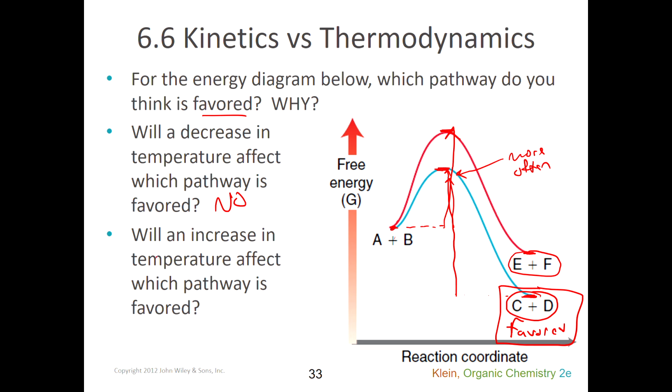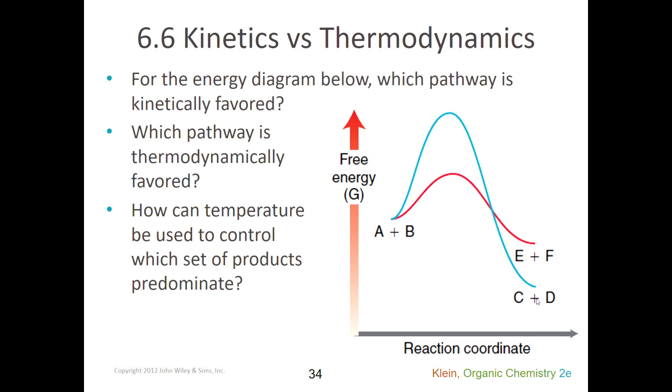Will an increase in temperature affect which pathway is favored? No. Even if I increase the energy, so there's enough energy for the particles to collide and go through this higher pathway and produce the products, since those products are higher in energy than these, eventually when it reaches equilibrium, most everything will be in the form of the favored products. So this is a situation where I really can't get A and B to convert into E and F. I can mostly only get them to convert into C and D.